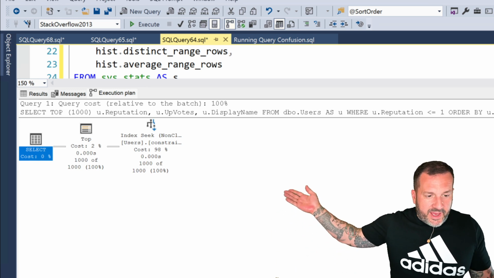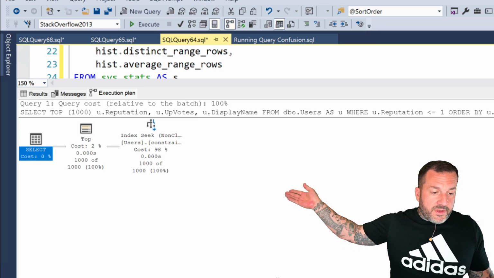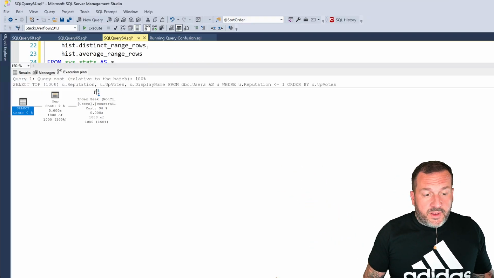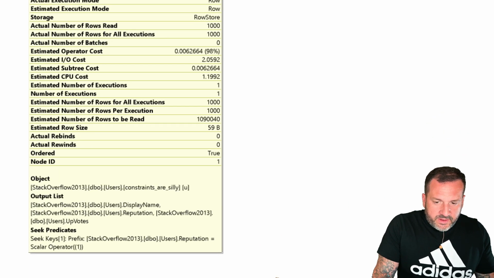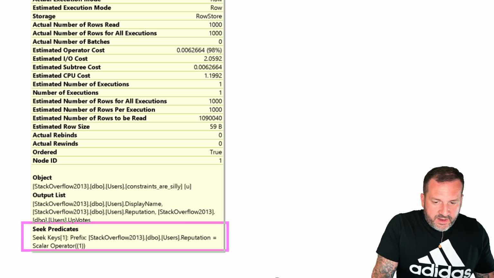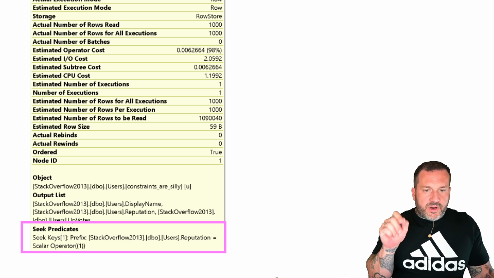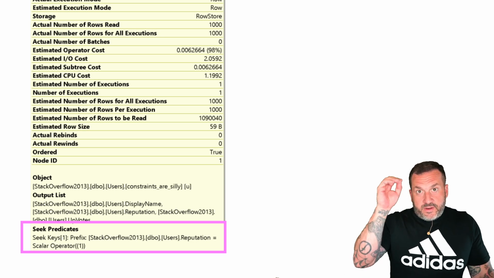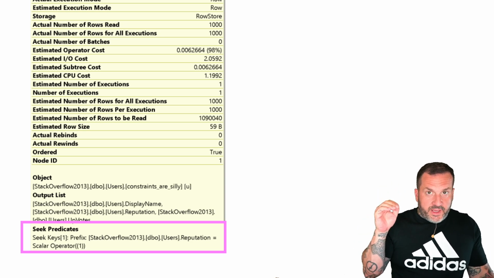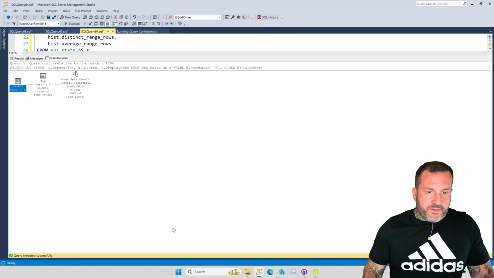Right, we have a single-threaded index seek with no sort and no need for a parallelism gather stream because there's no parallelism. So what's kind of funny here is if you look at this index seek, this just says seek predicate reputation equals one. Right, so we have that equality predicate now on reputation, and SQL Server knows that upvotes is all in the order that we want it to be in. So we don't have to actually physically sort anything. Upvotes is all in the right order.